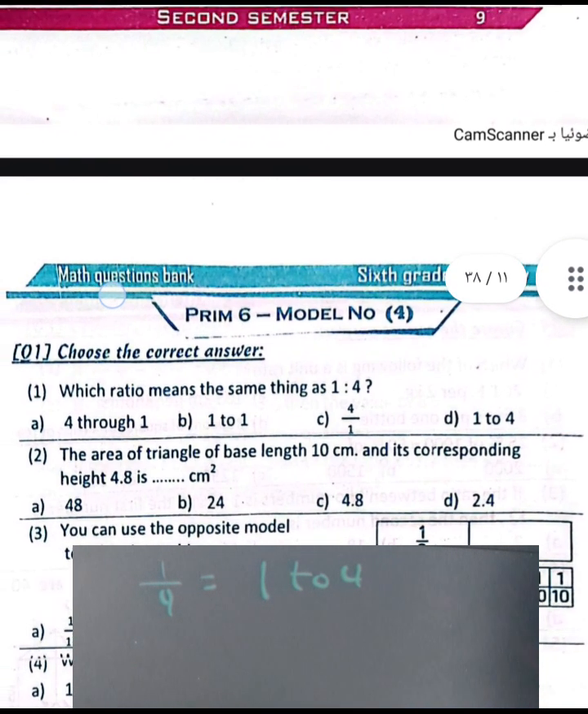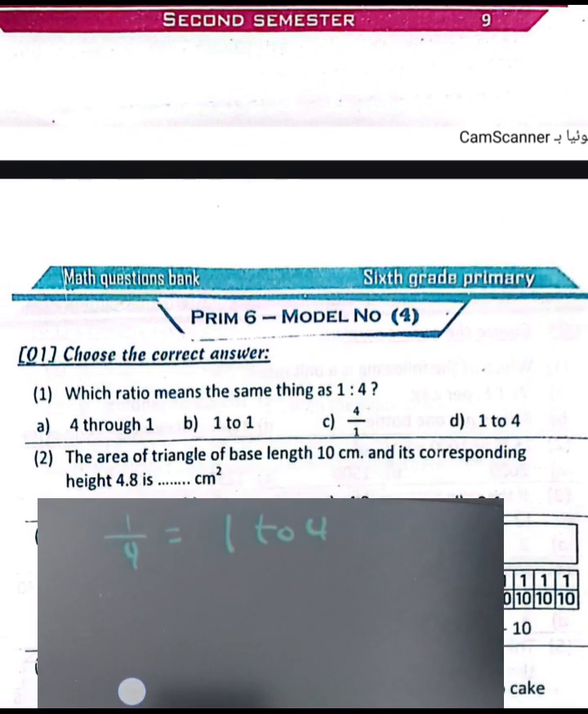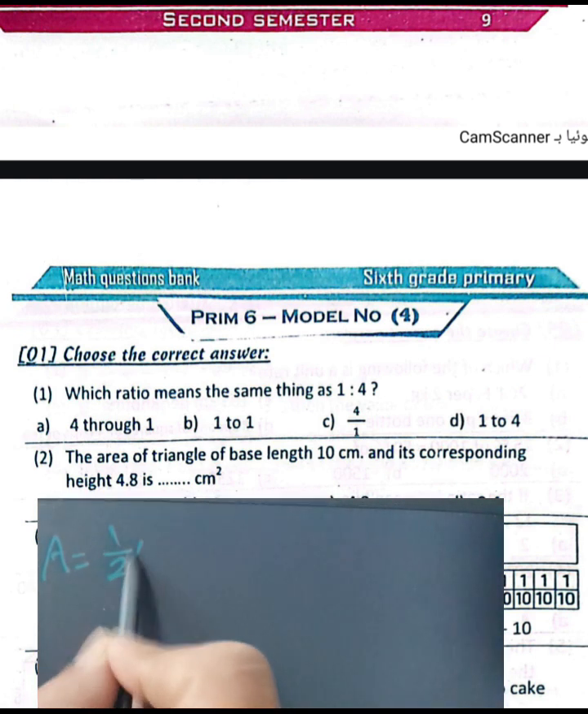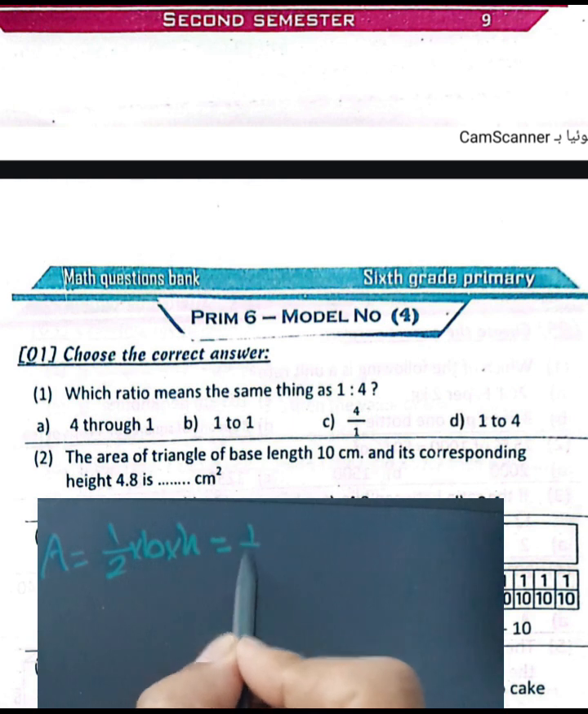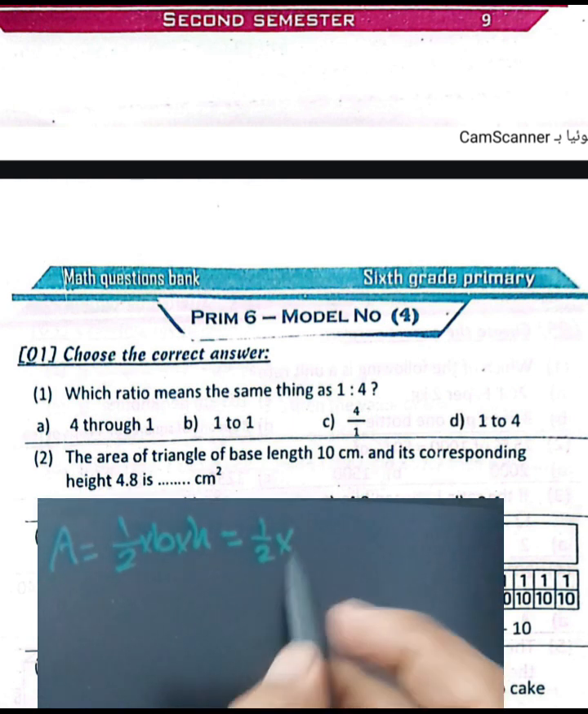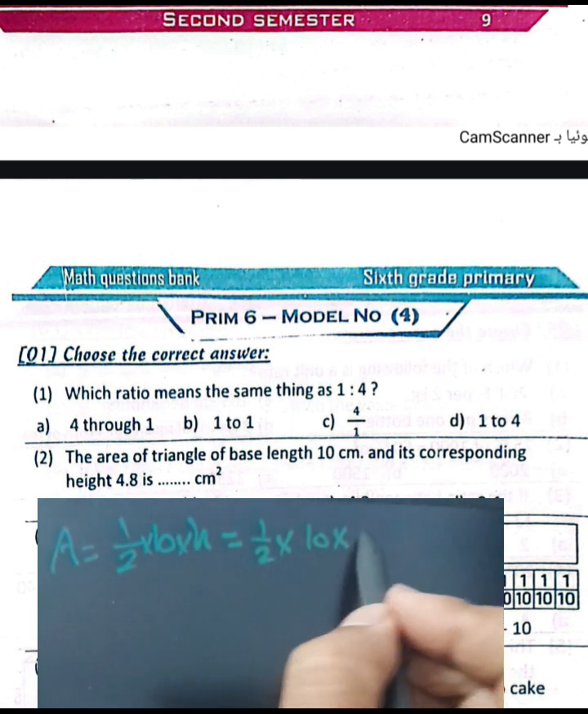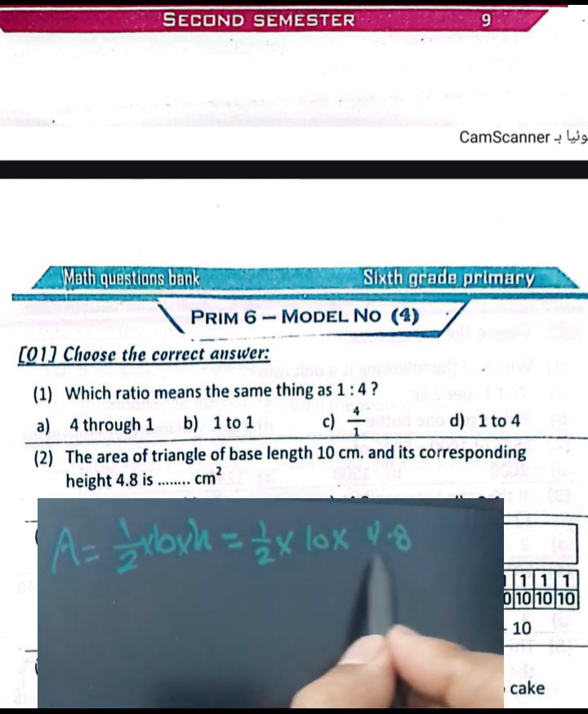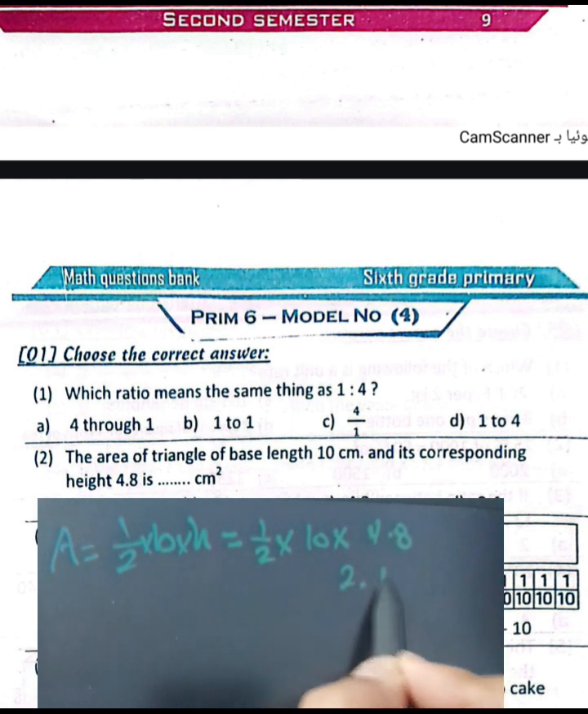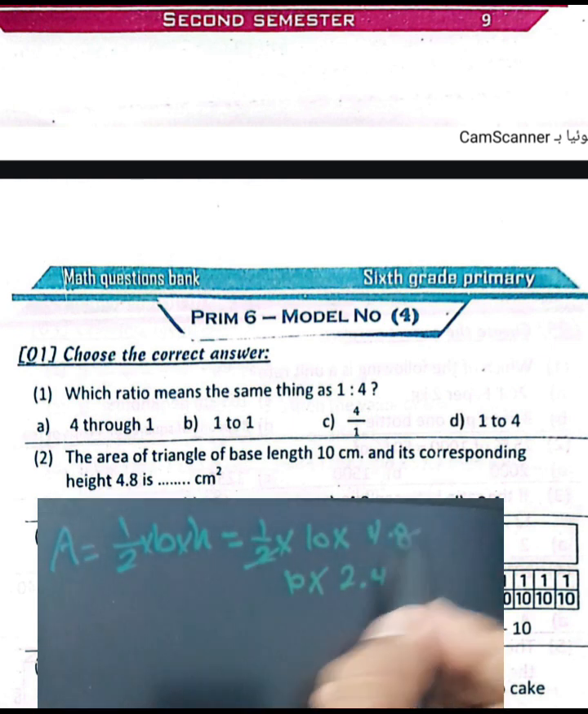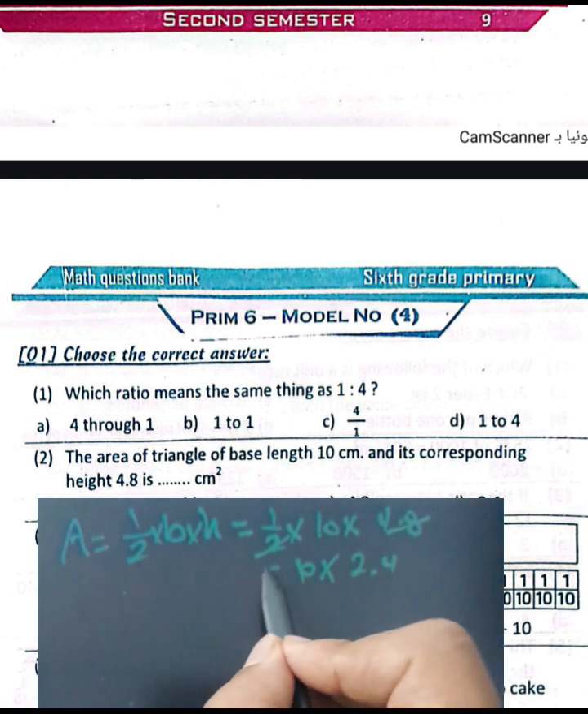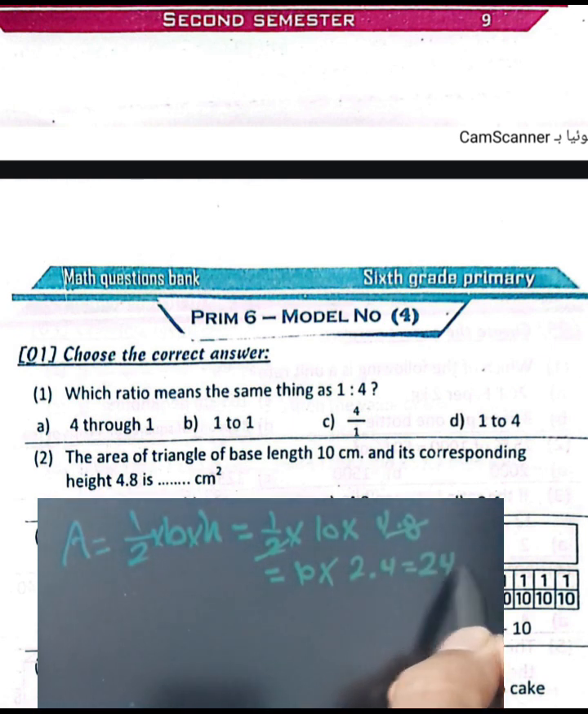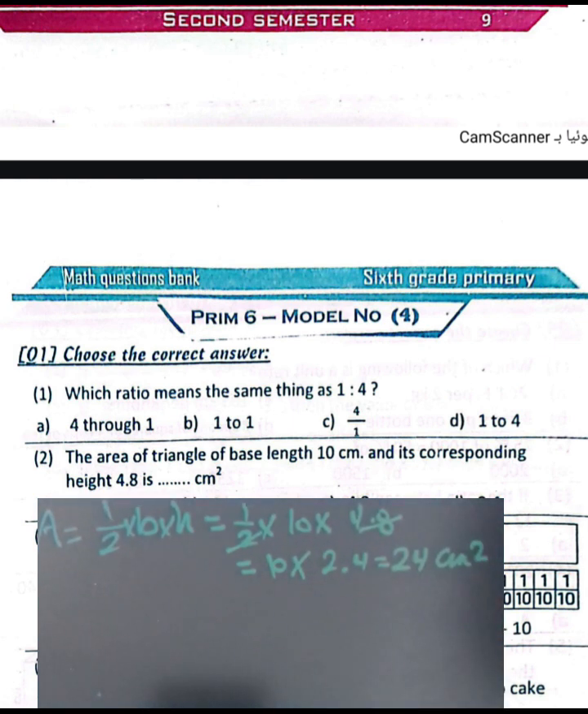Question number 2. The area of a triangle with base length 10 centimeters and its corresponding height 4.8 equals what? We know the area of a triangle equals half times base times height. Half of the base, which is 10 centimeters, times the corresponding height 4.8 centimeters. Half of 10 times 4.8 will be 24, because to multiply by 10 we move the point right by one place. Then the result will be 24 square centimeters. This is the area of this triangle.